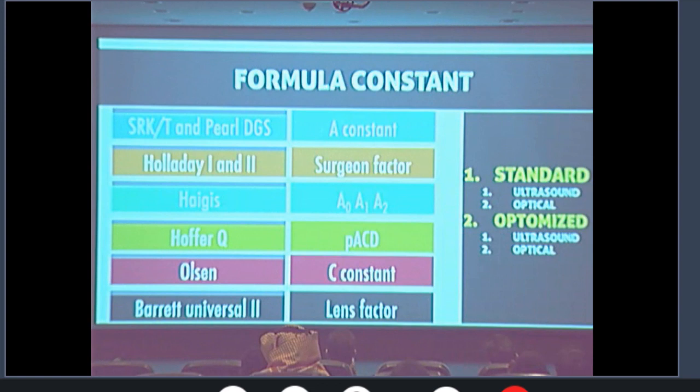In the constant, we have standard and optimized. Optimized means you collect your data set of patients, and you want to optimize the constant, to know if the constant is compatible with your patients and your surgeries, so you have to do an optimized constant. And we have ultrasound and optical. If you are measuring the axial length by ultrasound, the A constant or surgeon factor is different than if you are measuring with optical. So you have to know whether the axial length was measured by IOLMaster or by ultrasound. Clear?